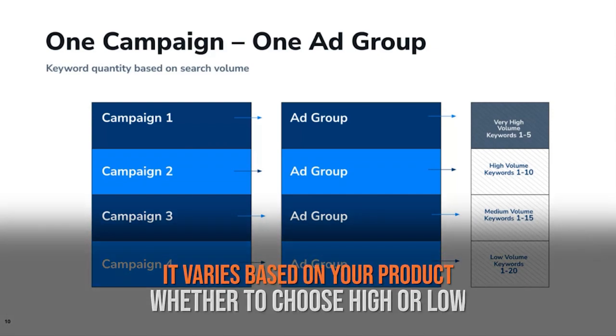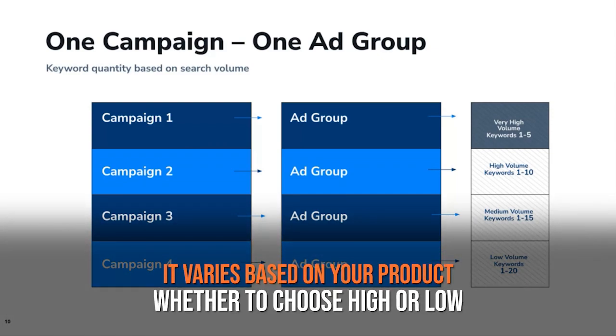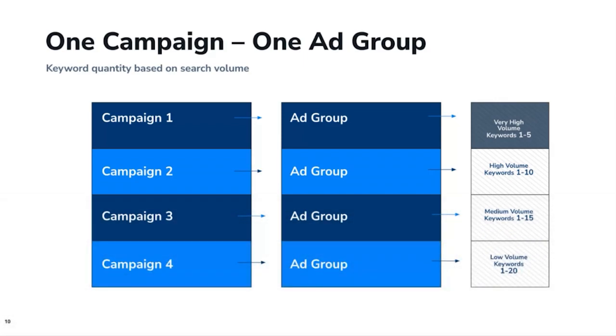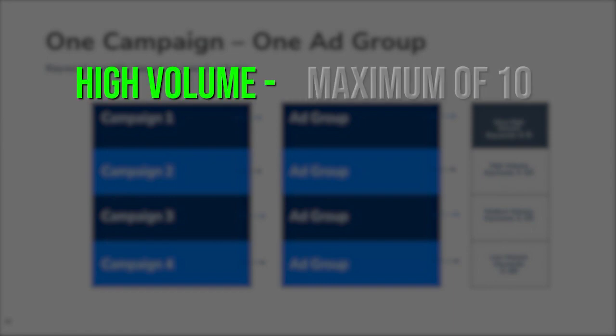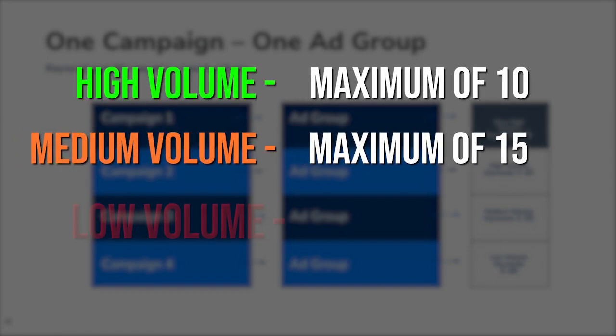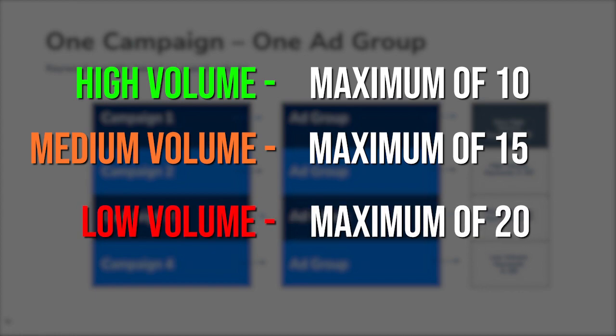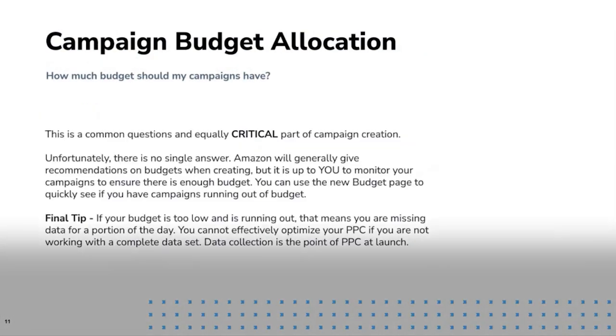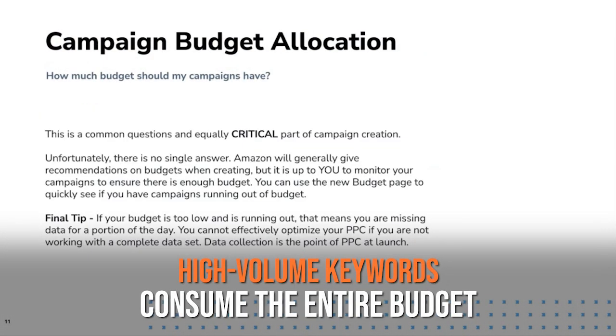And then again, based on whatever your product is, the high versus low is going to vary depending on your product and depending on competition. But in the next campaign, I would say high volume, no more than 10. Medium volume keywords, maybe 15 max, and low volume keywords, maybe 1 to 20 keywords max. So you can get away with more keywords in an ad group when the search volumes get lower and lower, right? And the reason is because the high search volume keywords are going to take up all of the budgets.